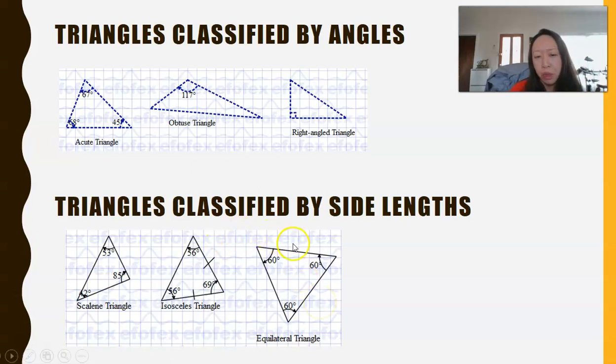So all three sides are the same length, and therefore they have the same angle size, and it has to be 60 degrees, because the total angle in a triangle is 180, and if you divide 180 by 3 equal angles, it's going to be 60 degrees.